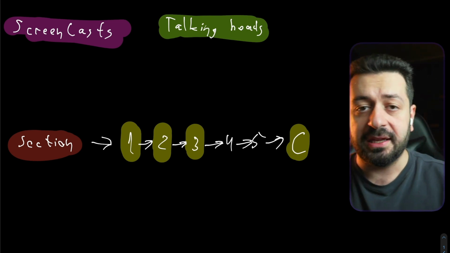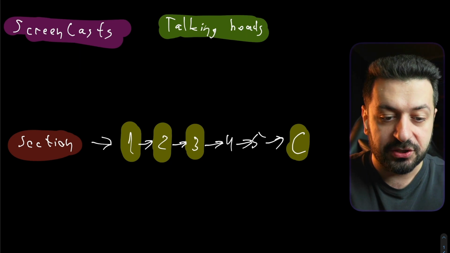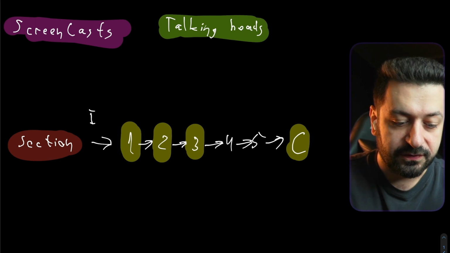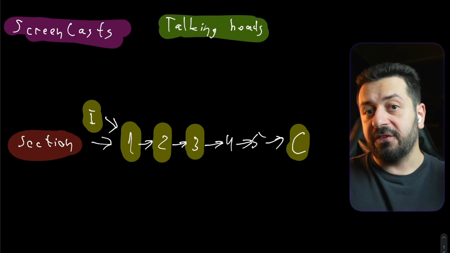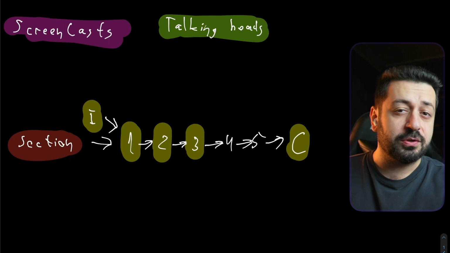Of course, in the beginning, we're going to have an introduction as well. Let me just write an I right here, just for the sake of clarity. Basically, you have an introduction, you have 3 sections, and you have a conclusion. If you're going to finish all these, you can upload the course immediately.